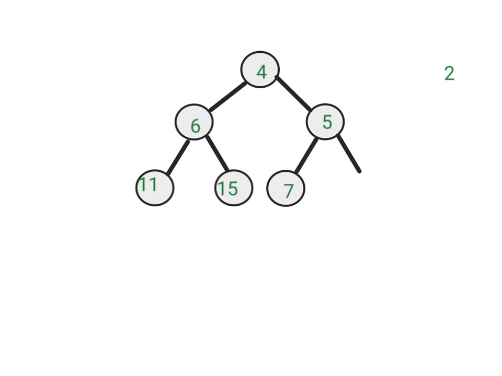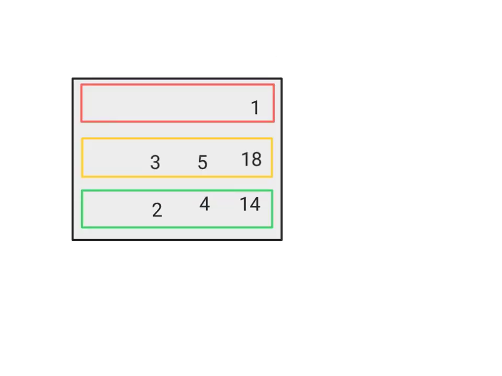And once we do that, we have a heap that satisfies all the properties, and we can return our 2 to the caller of the remove min function. Heaps are very useful in implementing priority queues.